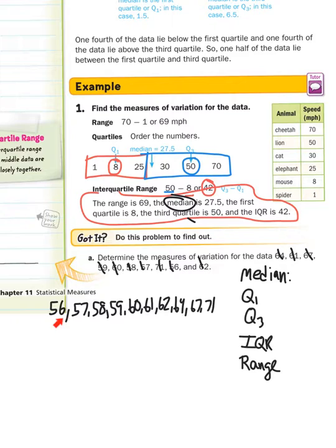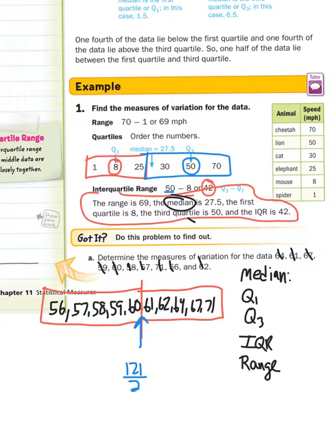So I already have my 10 numbers in least to greatest order. So let's start with the median. If there's 10 numbers, first I'm going to split the numbers in half right here. I've got my lower half and I've got my upper half, 5 numbers in each. The median has got to be smack dab in the middle. It's got to be right in between 60 and 61. So if I add 60 plus 61, I get 121. Divide by 2, I get 60.5. So you should have 60.5 for your median.